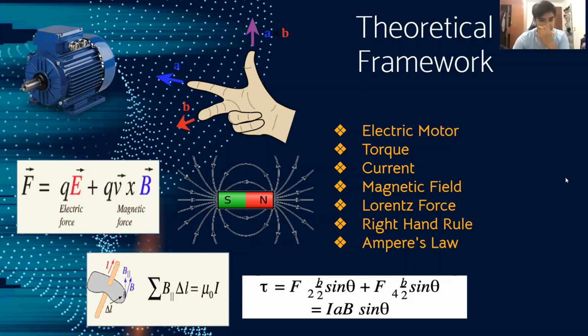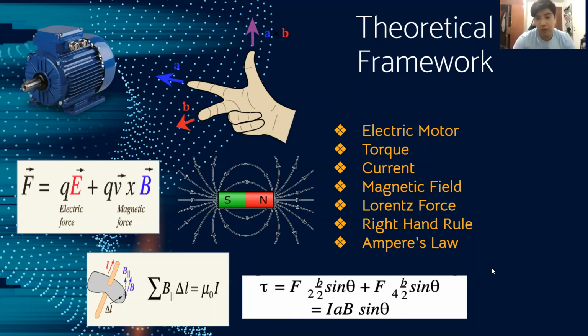So I'm going to start with the torque, that is a measure of how much a force acting on an object causes that object to rotate. As we can see in this presentation, the final formula is the current times the area in square meters of the loop times the magnetic field in Tesla.